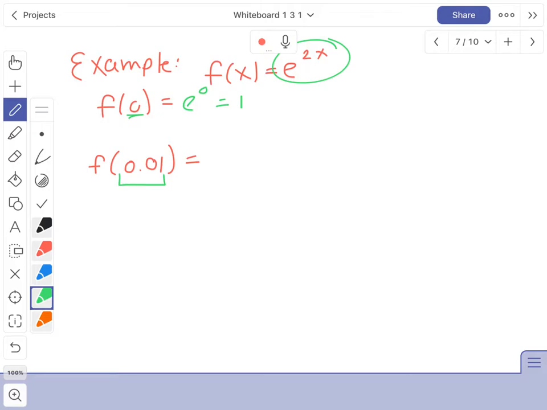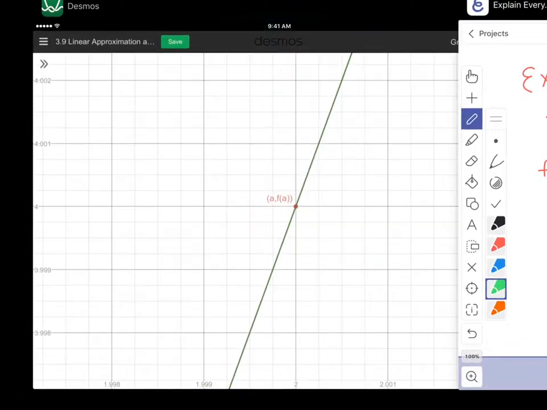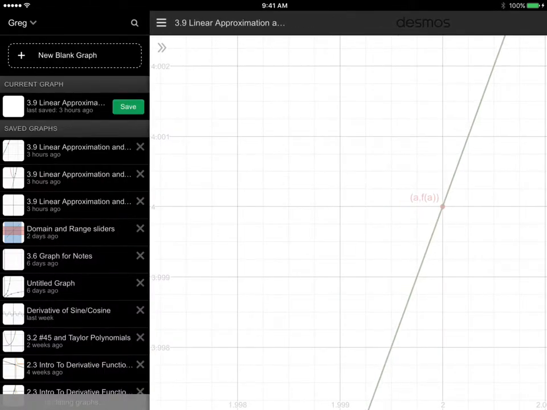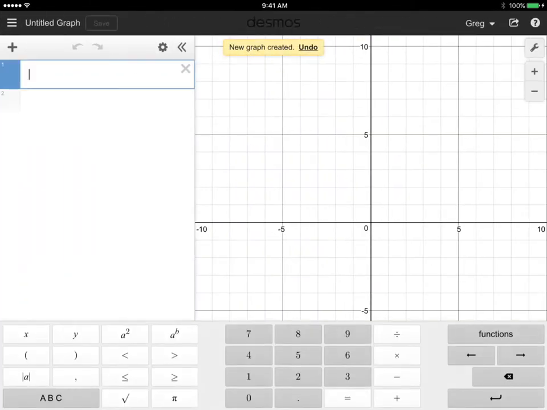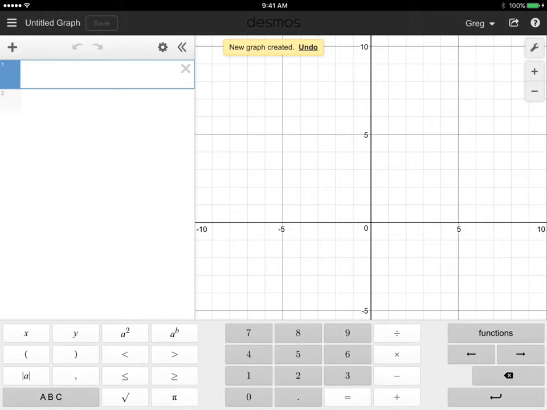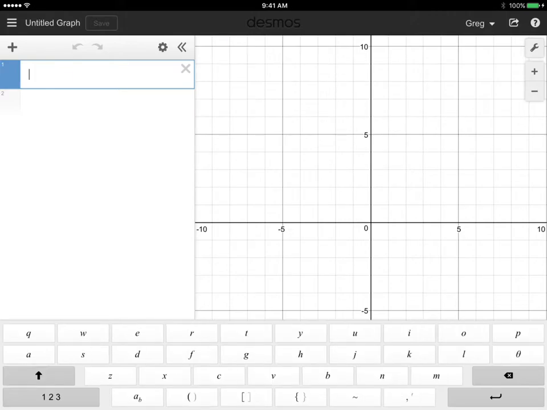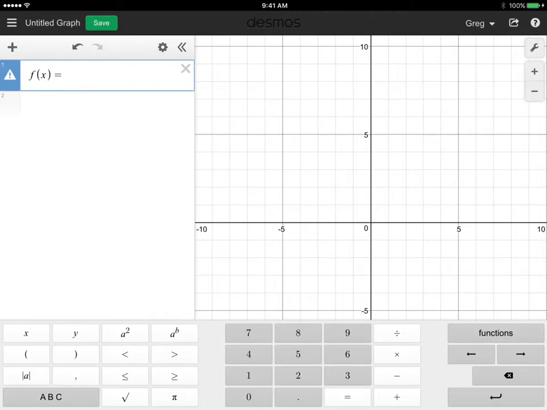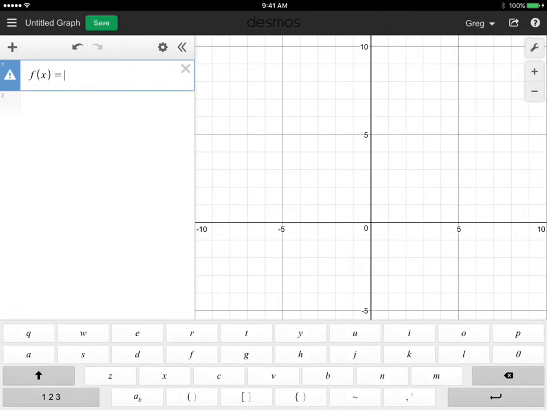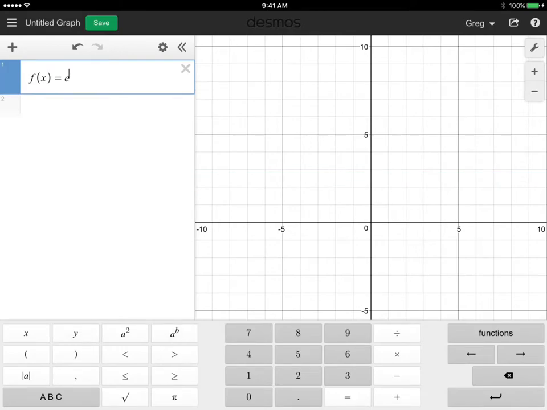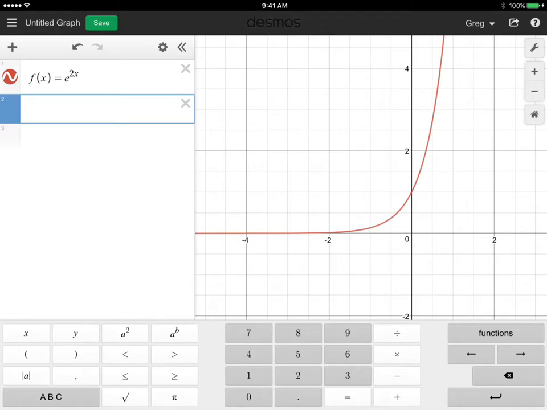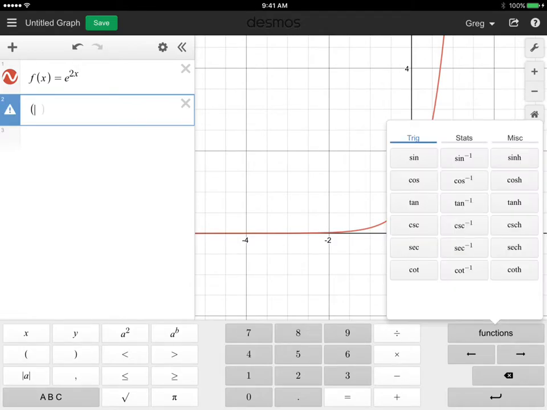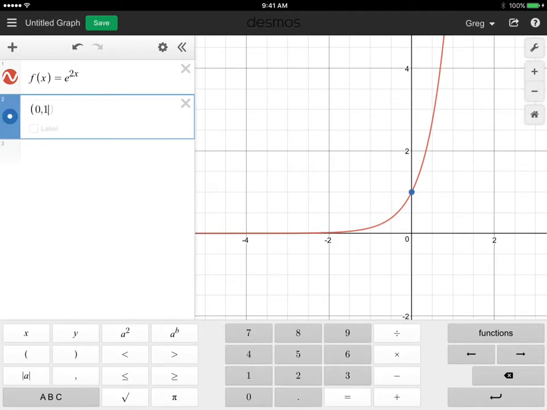I know that point. So I'm going to go back to my graph and type in this function. I'm going to create a new graph here and create our function f of x. I'm going to write it out loud: f of x is going to equal e to the 2x. Now I'm going to zoom in on the point 0, 1, right? So f of 0, which we know is 0, 1.